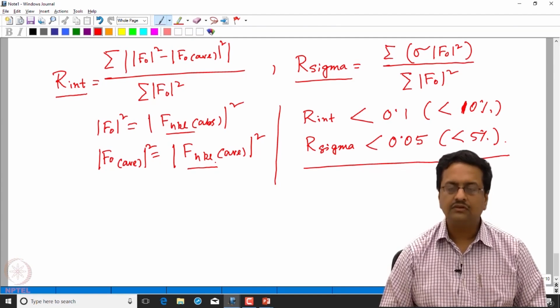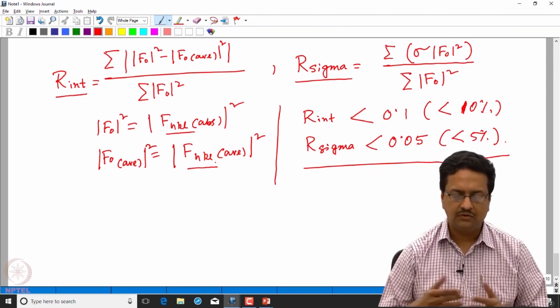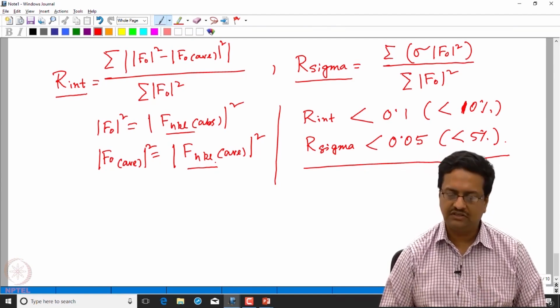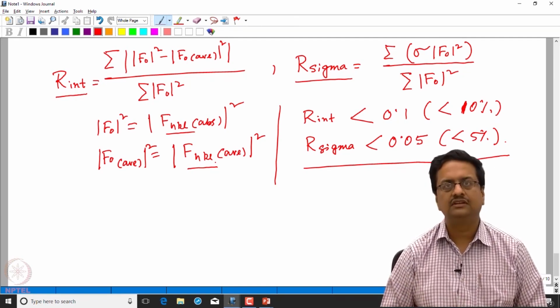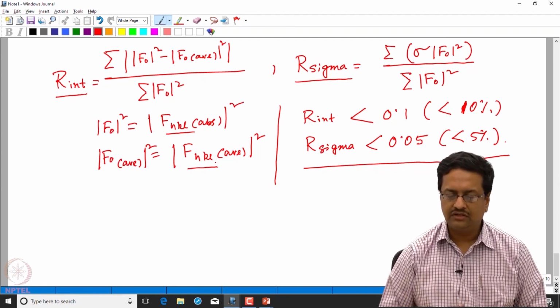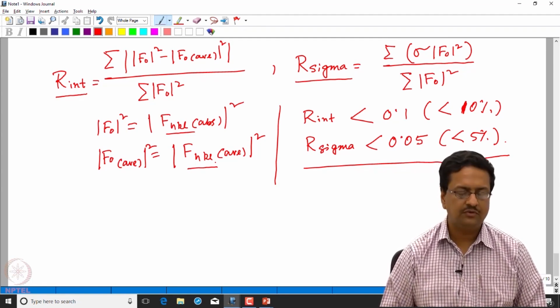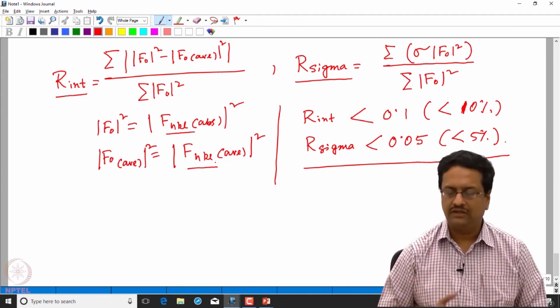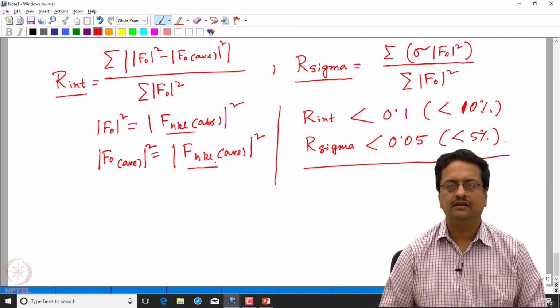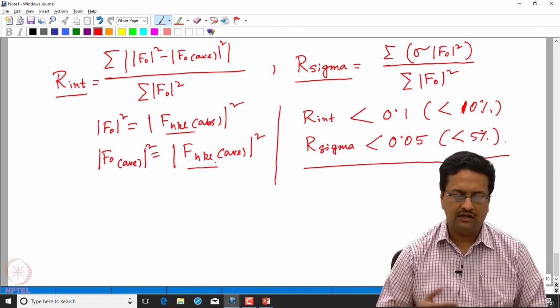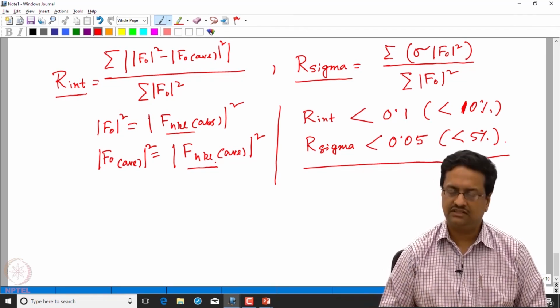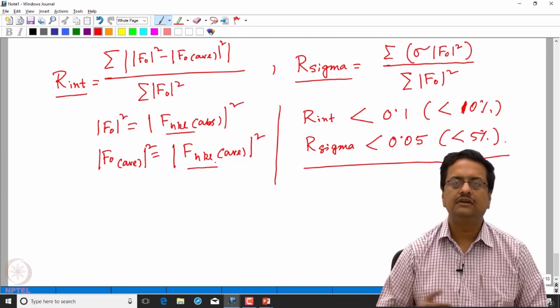So today in this lecture we have learned how to identify the two-fold symmetry and the mirror symmetry, and then we have discussed anomalous scattering, and also we talked about the two major important indicators of quality of data, that is R int and R sigma. In the next class we will start to understand how to do a structure solution using different methods.